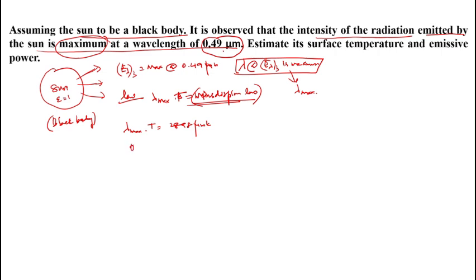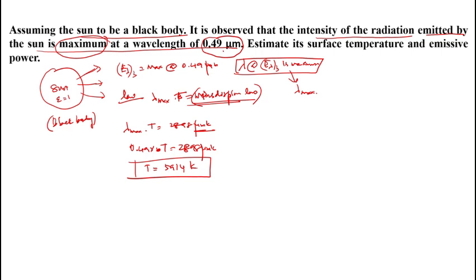So at a wavelength of 0.49 micrometer, it is better to keep this in micrometer, and this is also micrometer Kelvin. So use 0.49 into temperature is equal to 2898 micrometer Kelvin. From that substitution, we get the temperature which is equal to 5914 Kelvin.